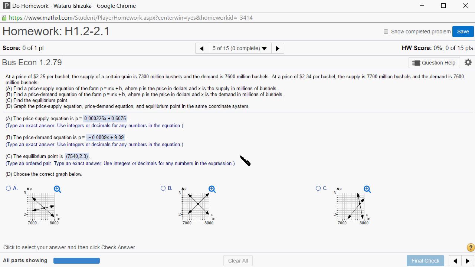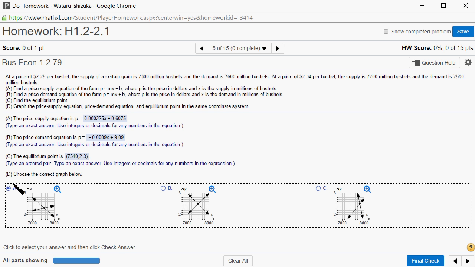Alright, so the next one, we want to choose the correct graph. You have three choices. The intersection would be at 7540. So A looks good. And at 2.3, B is way too high, and C is way too high here because it has to be 2.3. So graph A is the correct one.